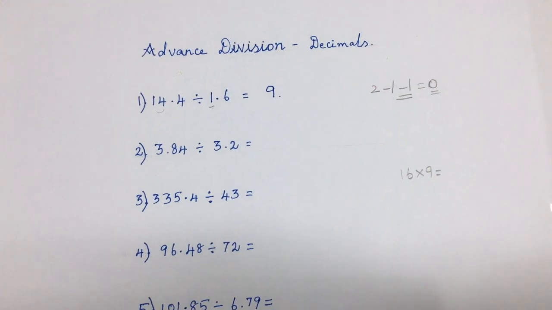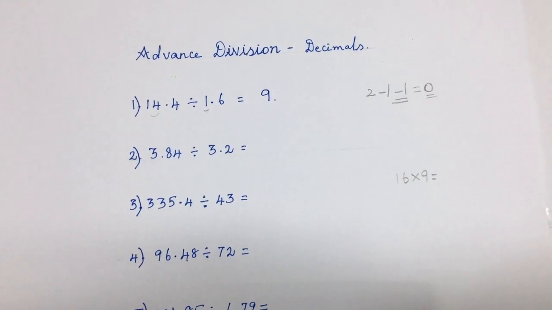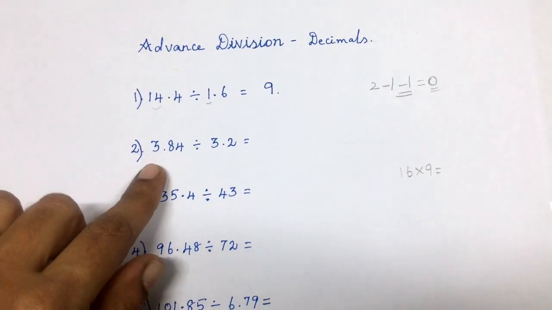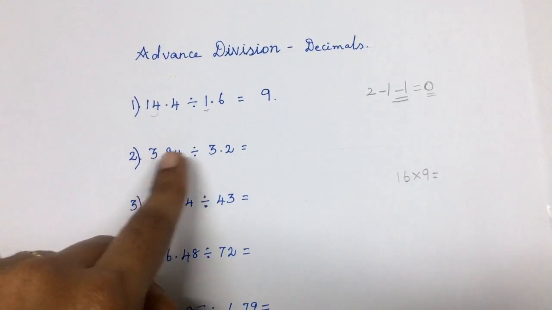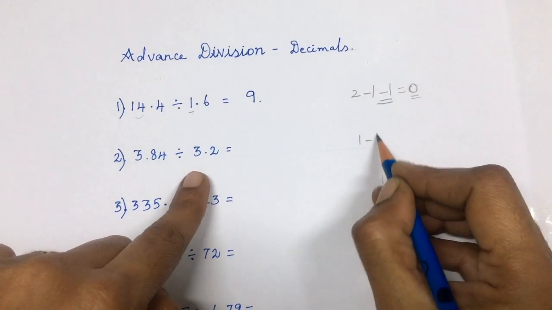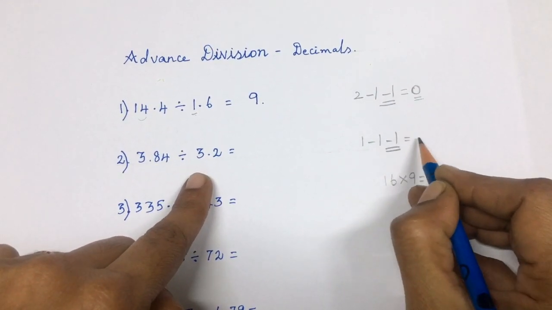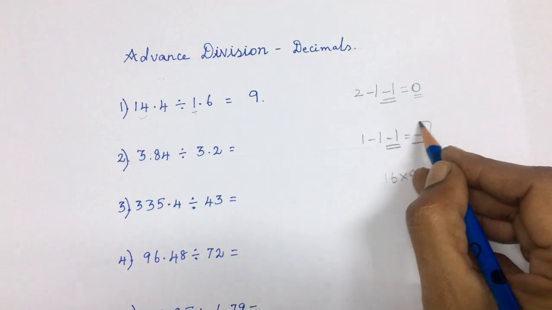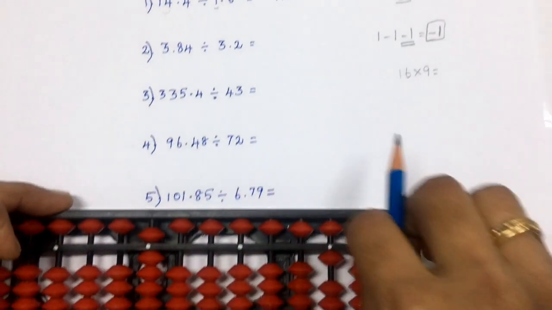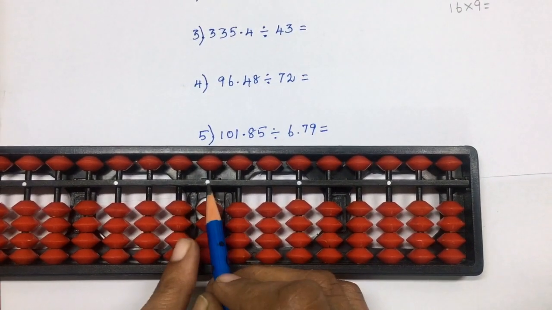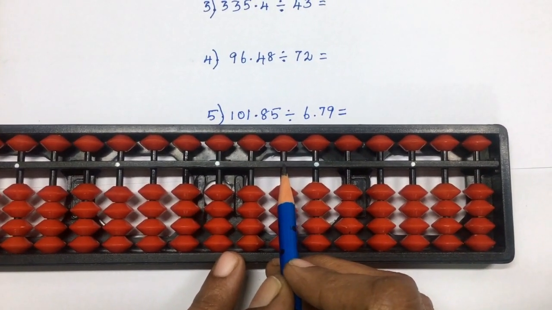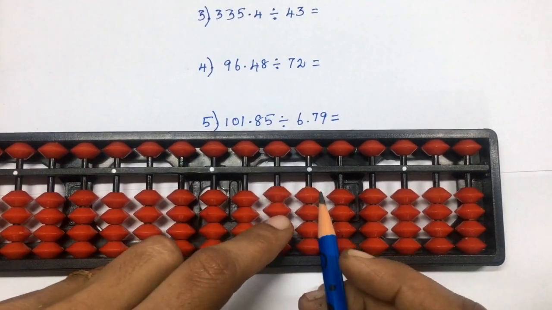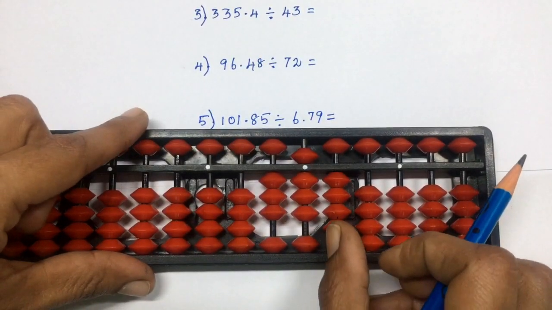Second one, 3.84 divided by 3.2. Here the divisor has 1 digit, and also here we have one whole digit. 1 minus 1. Again minus 1, common rule. So the answer is minus 1. Here only we are going to set the dividend. This is the unit rod, 0. This is minus 1. So here only we are going to set 384.